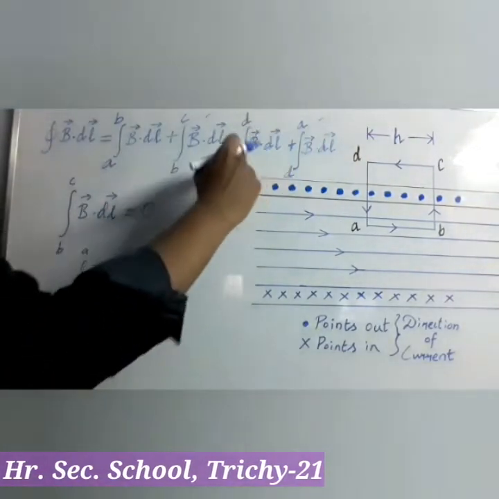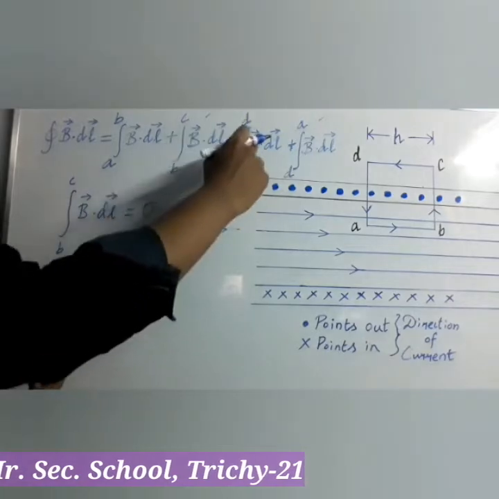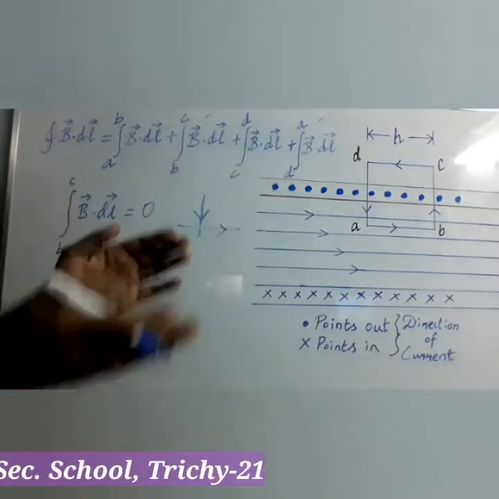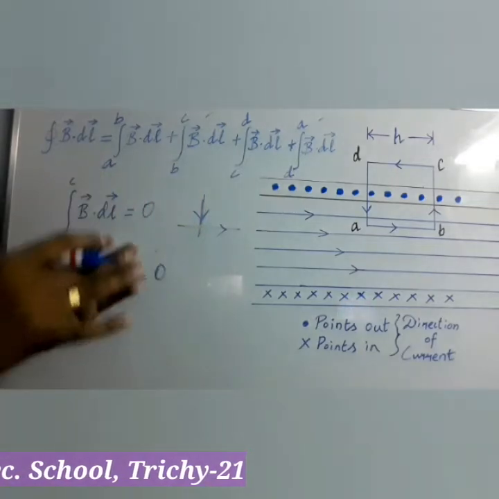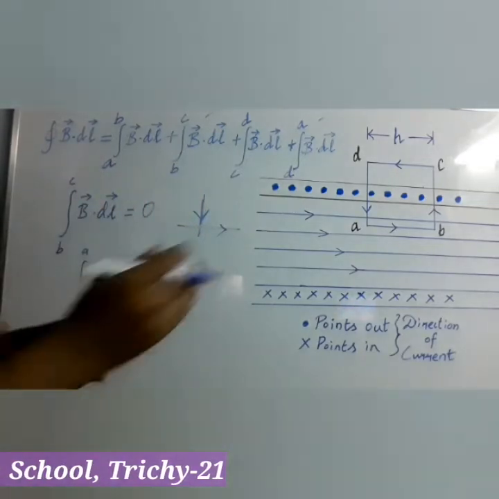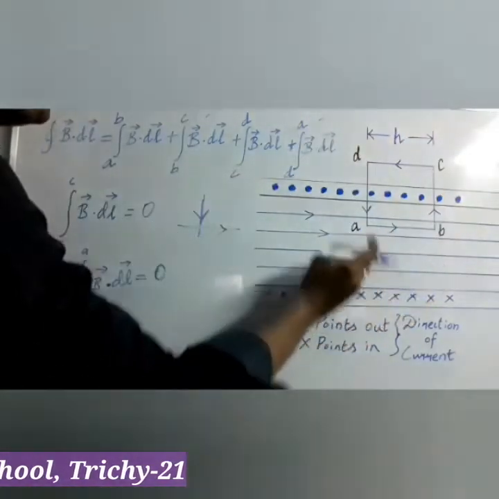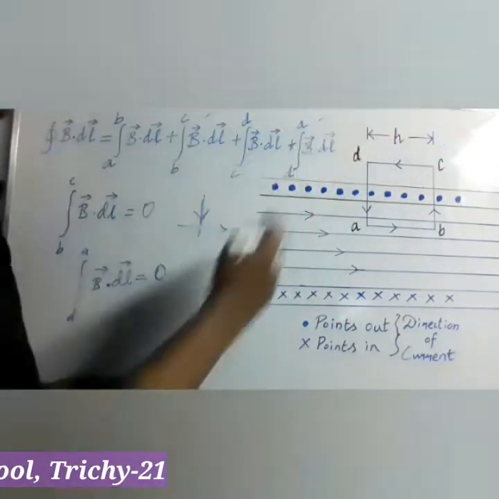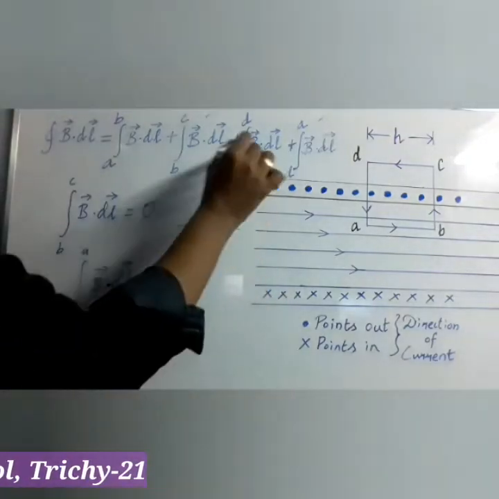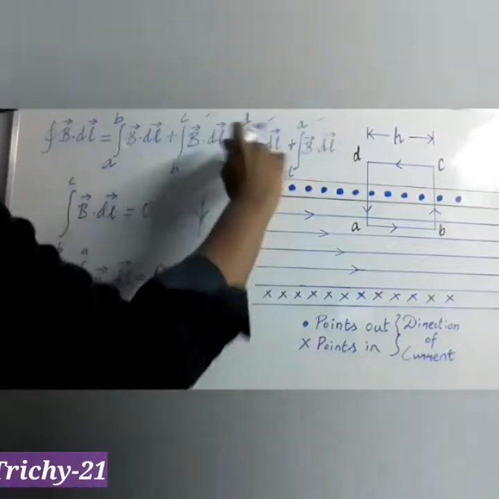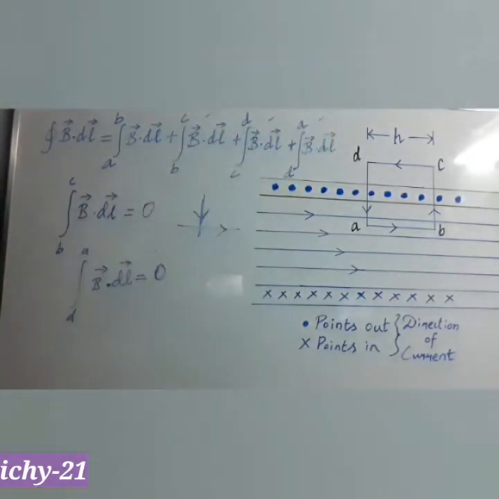So I am going to take the third part, that is the integral for the length element C to D. Remember, outside of the solenoid there is no magnetic field. So in the closed loop, the length element CD is outside of the solenoid. Inside only we have the strong magnetic field. Outside there will be no magnetic field. So the integral of the length element for CD is equal to 0. So 3 integrals are equal to 0.